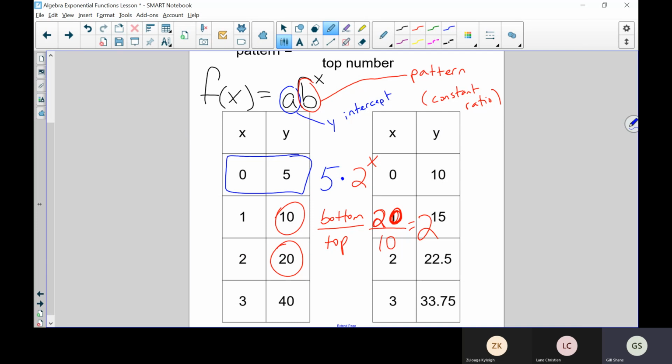When x is 0. Yeah, it's kind of already highlighted. So the A, you need to be writing this down right now. This is where you tune back in and write something down. So write that equation down, write down that's the y-intercept. The B is the pattern, or it's also called the constant ratio.